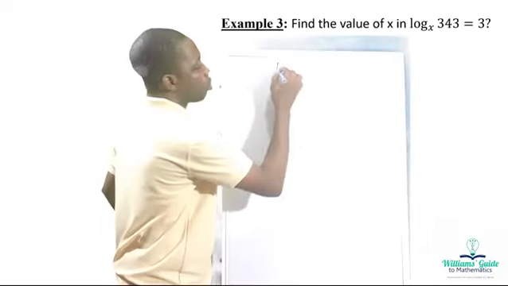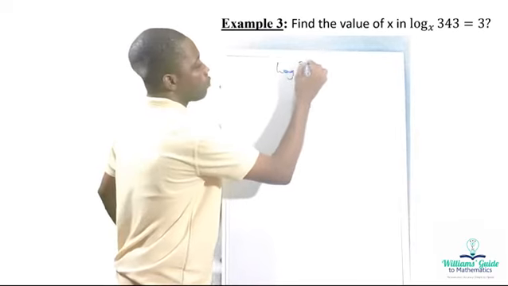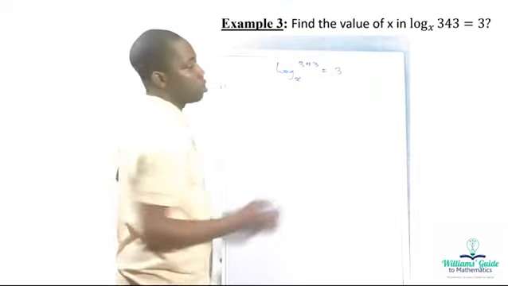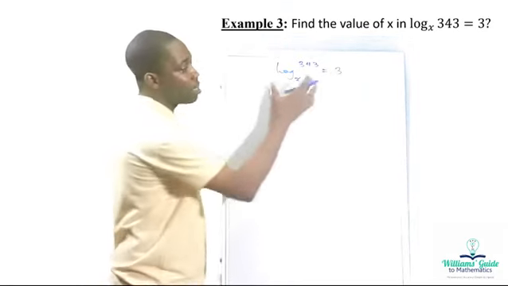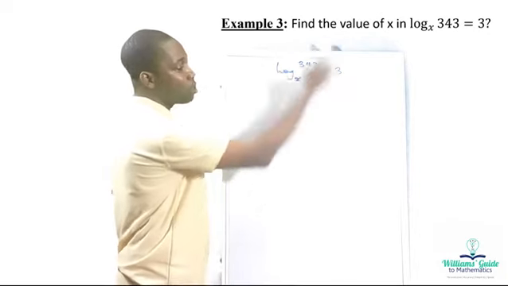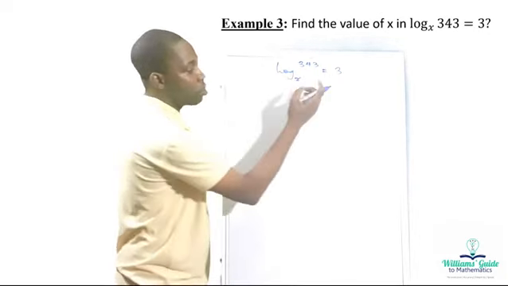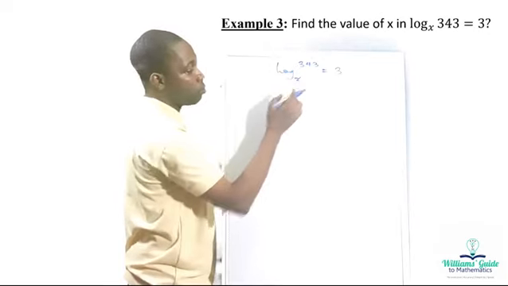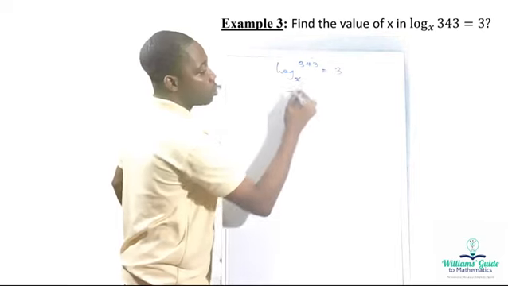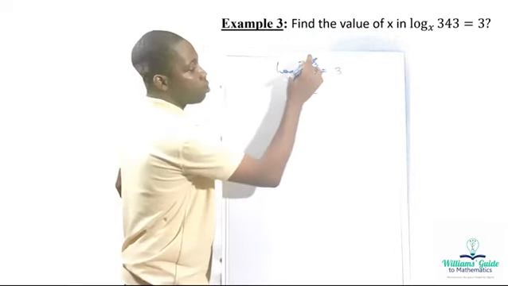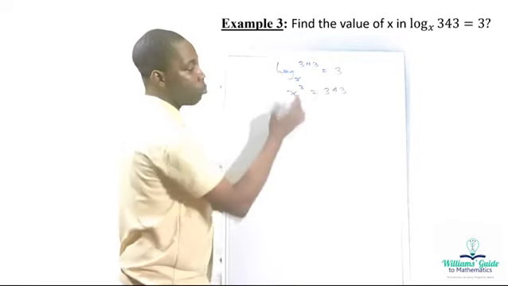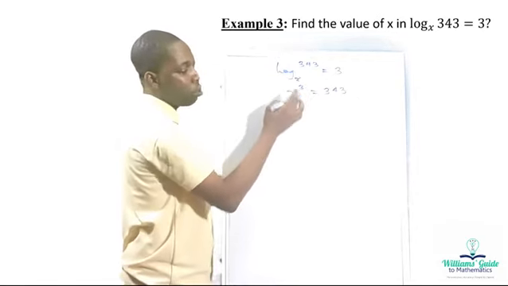We have log 343 to base x equal to 3. In this example, we have a ready-made equation, left hand side, right hand side, unlike the previous two examples. So we can just apply the definition of logarithm, which is x, the base, raised to the power of 3 equals the number 343. Now, we have our power known, not the base.